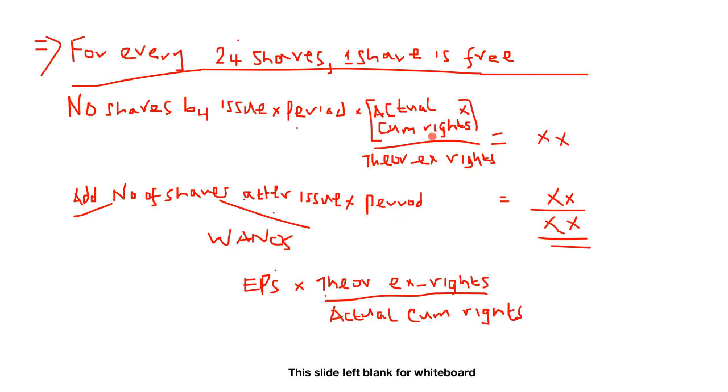Then the actual cum rights price is 24. The theoretical ex rights price, we have determined as 22. So having that, we can now get our WANOS. I will not write the formula again, but you have seen it in the other slide, and it is also in your notes.